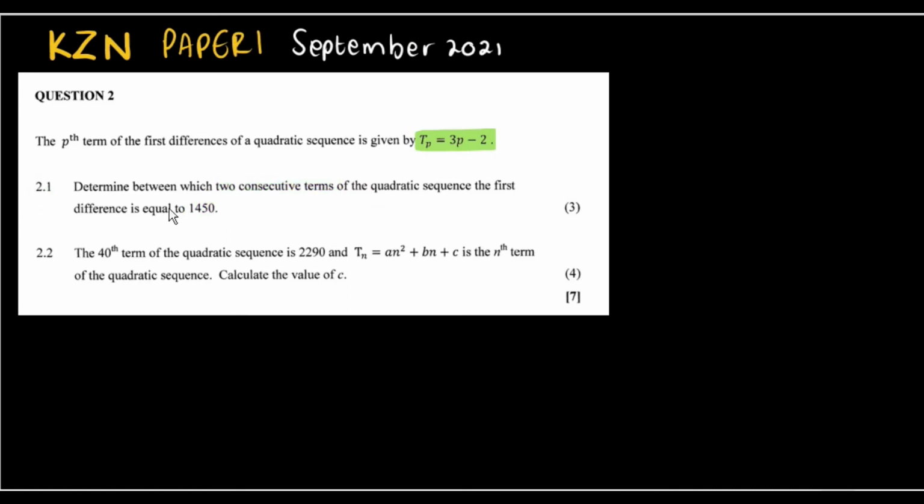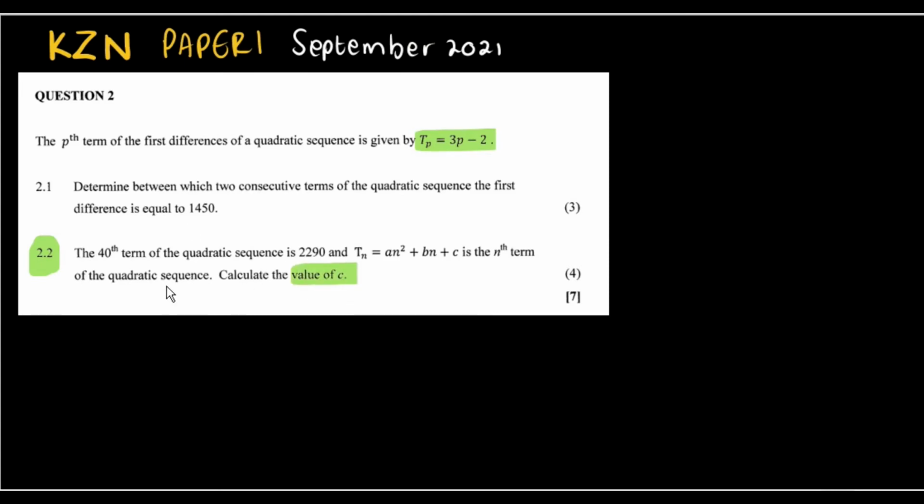Okay, now moving on to the next question, 2.2. They say the 40th term of the quadratic sequence is 2290 and Tn is equal to an squared plus bn plus c is the nth term of the quadratic sequence. Calculate the value of c.